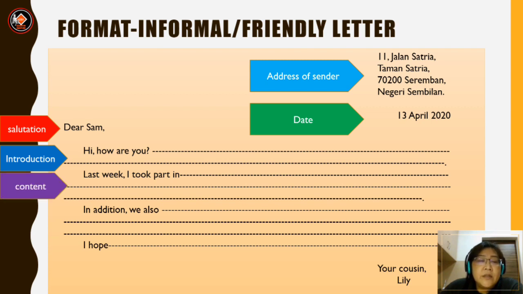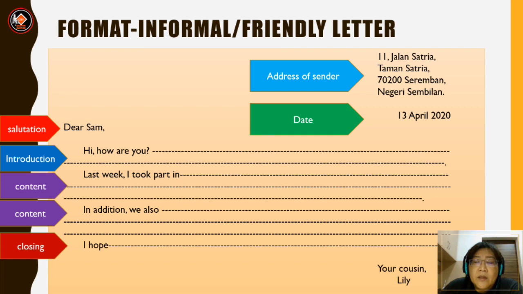Then you can continue with the contents, where you write all the 12 content points. Later on, for further content, maybe you can break up the 12 contents into several paragraphs. Lastly, you write the closing, and don't forget that you have to sign off. You can write your cousin and then write the name or a signature, for example, Lily.